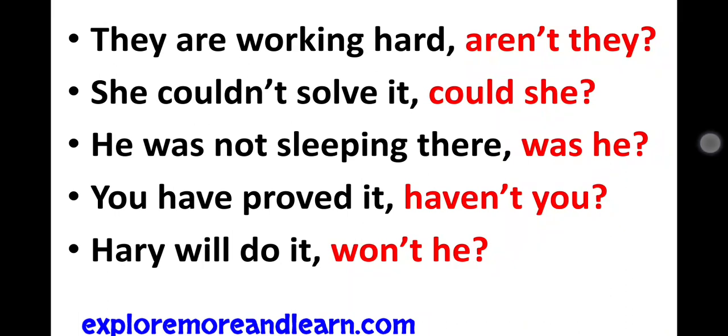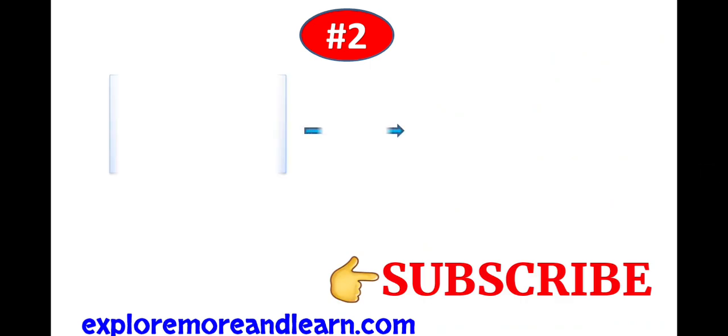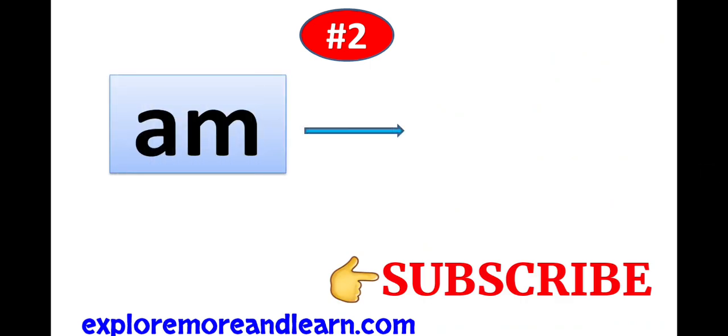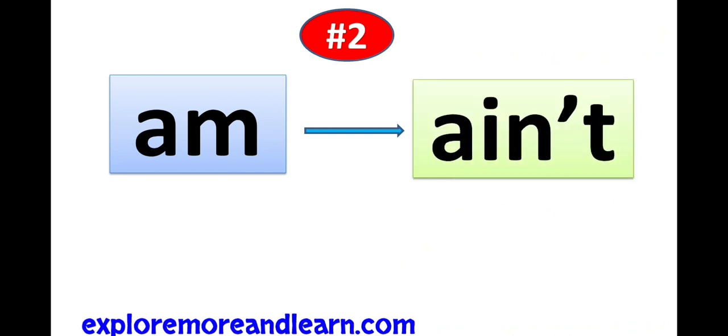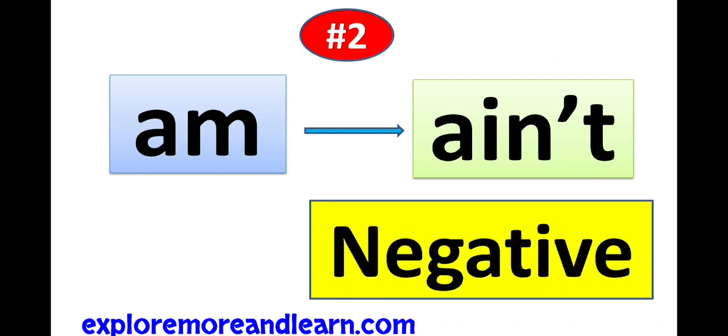Now rule number 2. You have understood that if the statement is positive, the question tag will be negative. And if the statement is negative, the question tag will be positive. So if we have am in a positive statement, in place of "am not" we use "ain't", that is "are not", along with the subject, and the question tag will be negative. And if we have am in a negative statement, then there is no problem, we'll use am as it is.